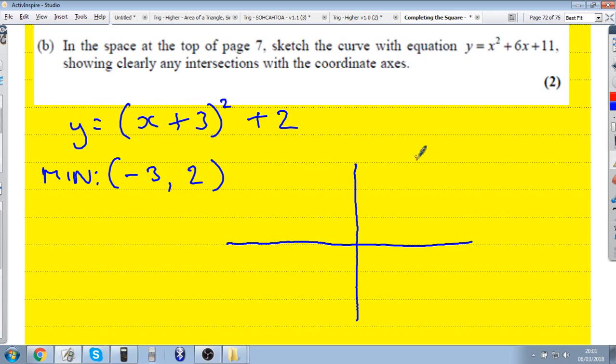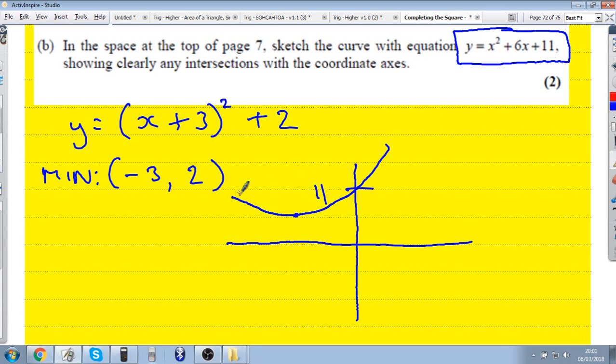So what's the y-intercept? 2, like positive 2. You get the y-intercept from this form up here. Oh, plus 11. That's it. Okay, so it goes through plus 11. The minimum point is minus 3 and 2 up. So let's say that's there. That's the lowest point on the graph. And so it's going to look something like that. Okay, cool. Any questions there?